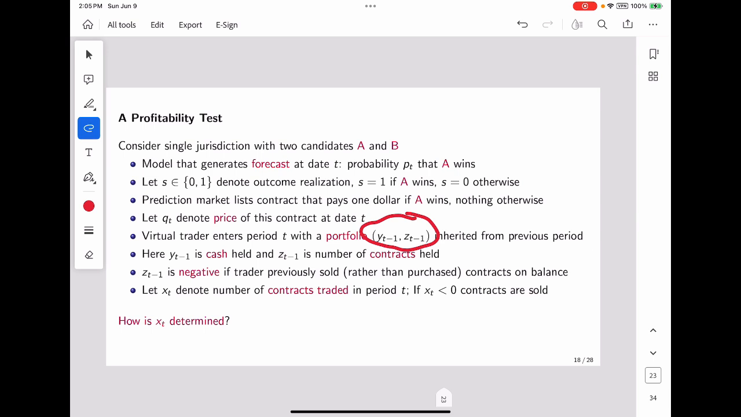And we let XT denote the number of contracts that are traded in period T. And if XT is less than 0, if it's negative, that will indicate that contracts are sold rather than purchased. And a key question we now have to answer is, how is XT determined? How does the trader decide how much to buy or sell based on the market price and based on the belief of the model, which is PT, and which the trader believes?